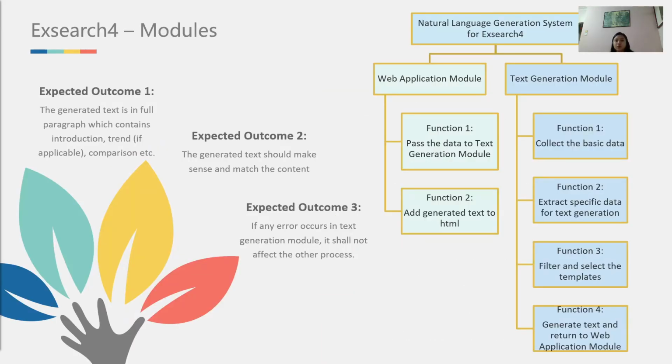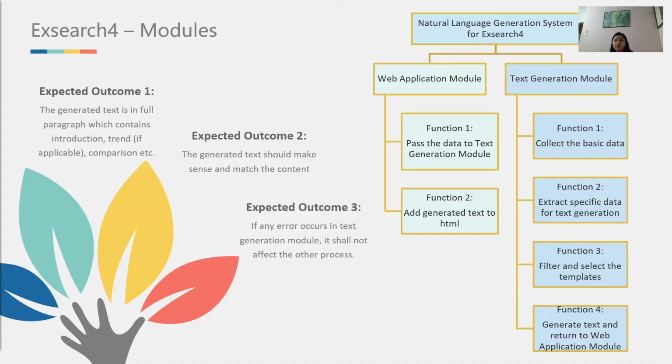The expected outcome of the tools is that the generated text is in full paragraphs with introductions, trends, minimum, and maximum. The generated text should describe the chart correctly. If any errors occur in the text generation process, it shall not affect other processes. Let's talk about the text generation tools in Expert Search. There are two modules.